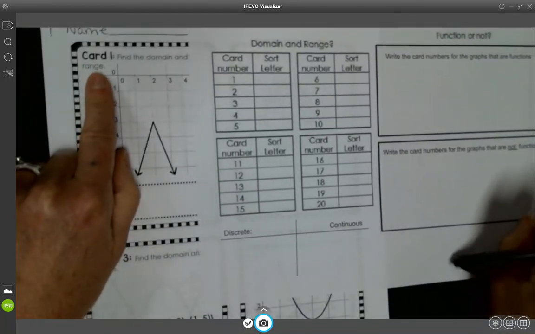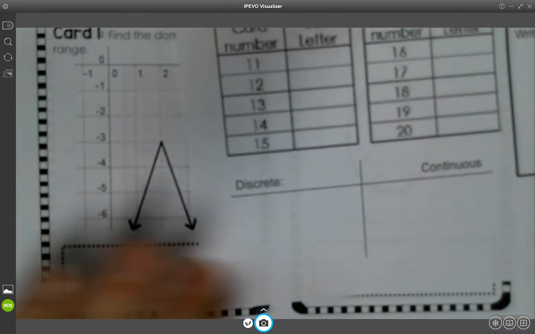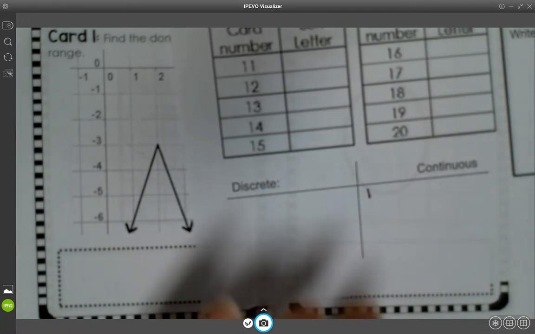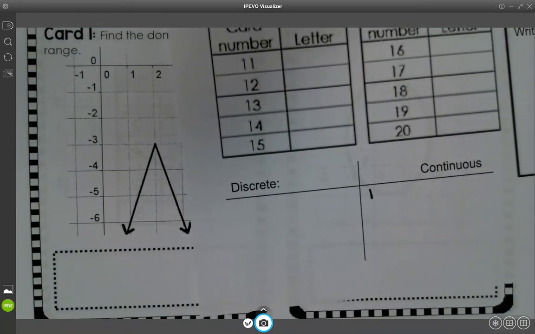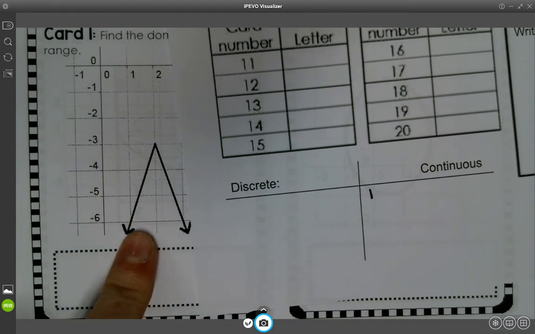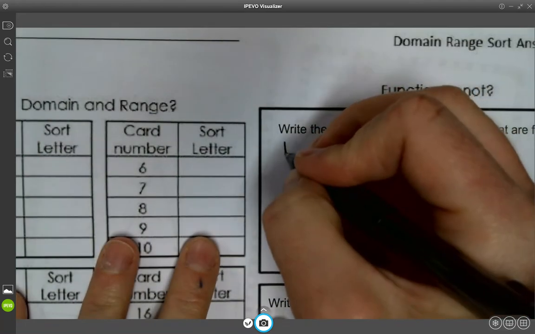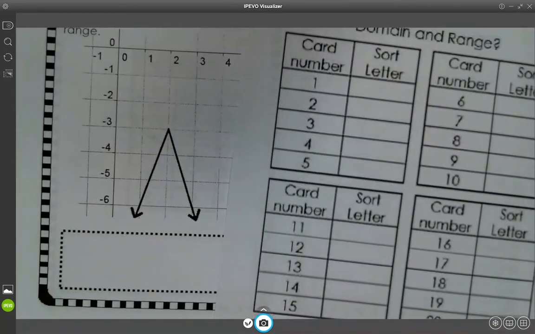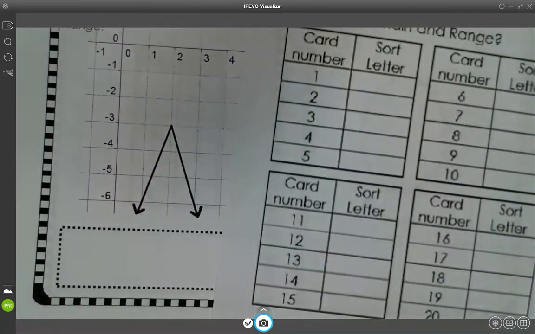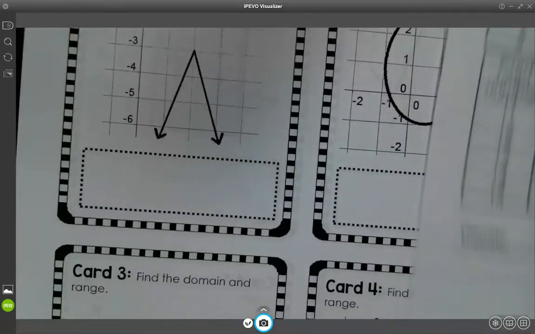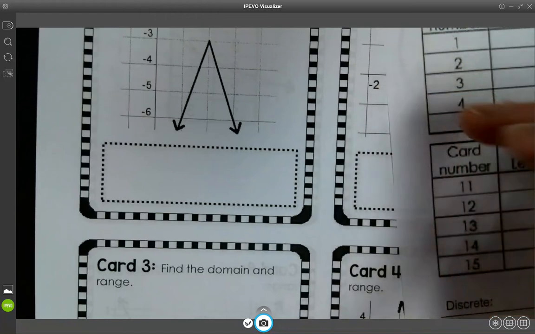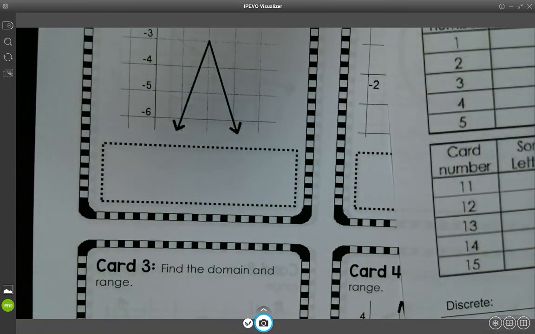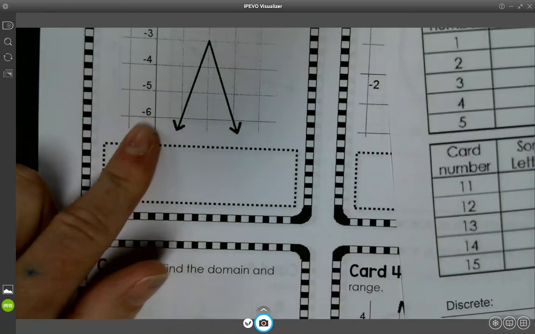If we just look at number 1, is this continuous or discrete? Continuous. So we're going to put a number 1 here, and put them in order from least to greatest. Go through the cards and decide if it's continuous or discrete. Is number 1 a function or not a function? Function. So we're going to put it over here. The next thing you'll do is domain and range. What I would do is go through all the discrete and continuous, function or not first, and then come back and do your domain and range.